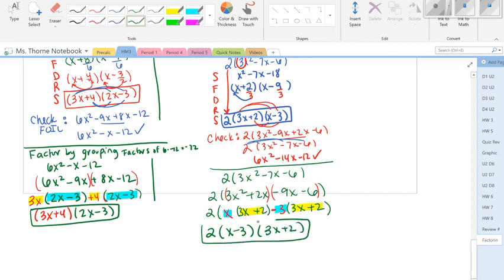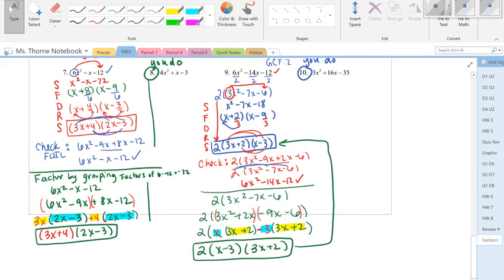And notice that our answer is the same answer that we got up here. The binomials are just in a different order, which doesn't matter. It's still the same answer. So you guys are going to go ahead for number 10 and complete that on your own. Look for a greatest common factor, and then you can either do the slide and divide method of factoring, or you can do factor by grouping.